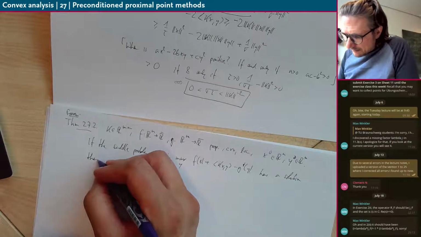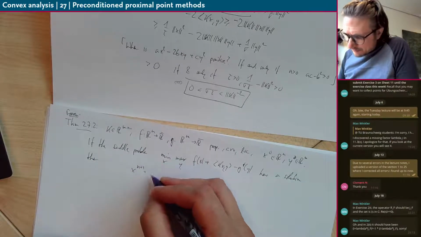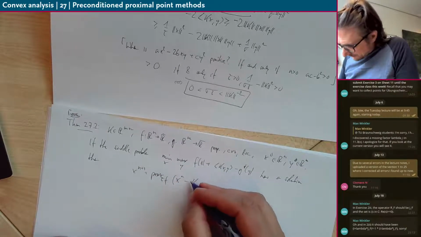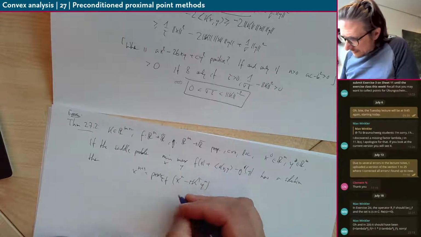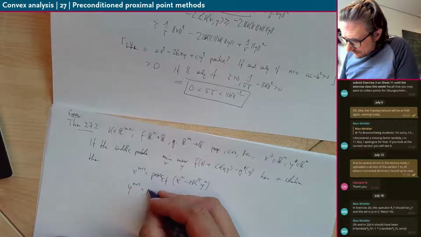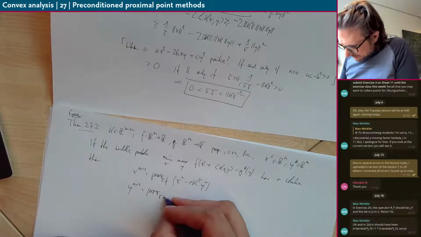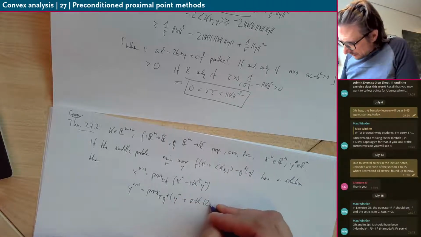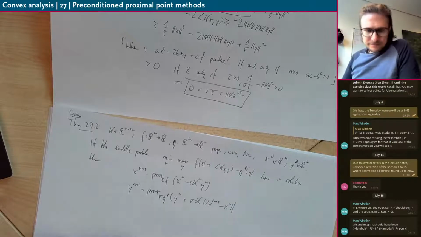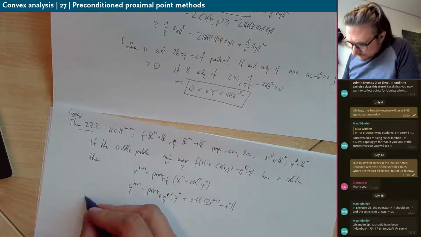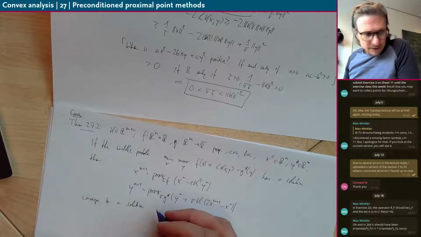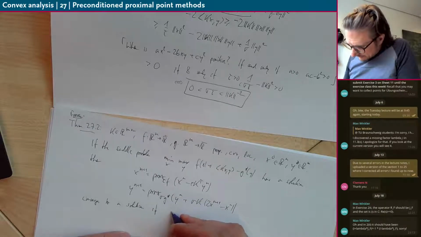And then the iteration x_{n+1} equals the prox of tau f applied to x_n minus tau k transpose y_n, and y_{n+1} equals the prox of sigma g star applied to y_n plus sigma k (2x_{n+1} minus x_n). Then this converges to a solution if sigma tau is smaller than the norm of k to the minus 2.